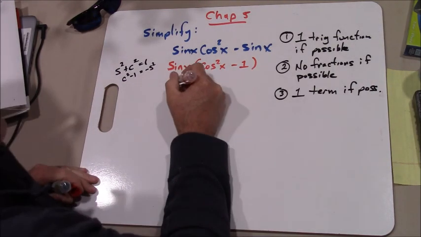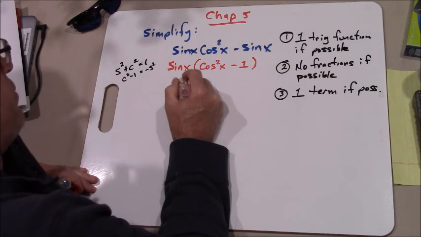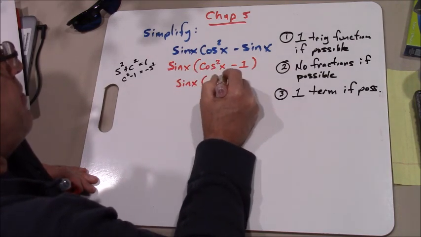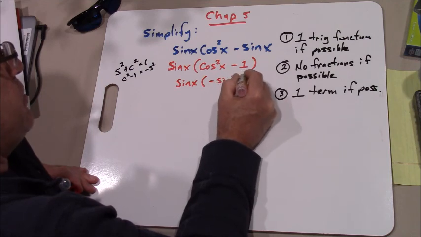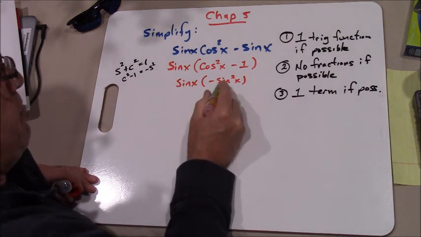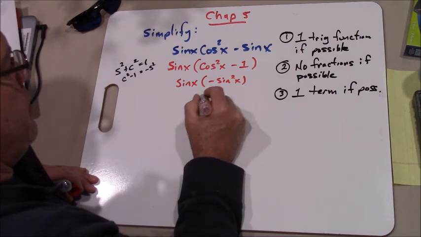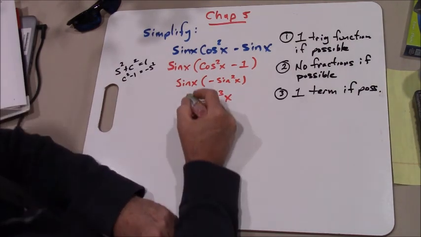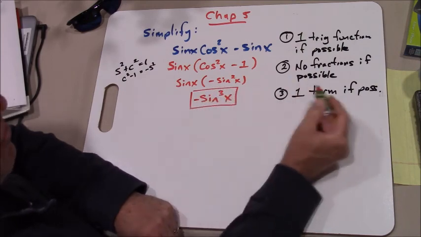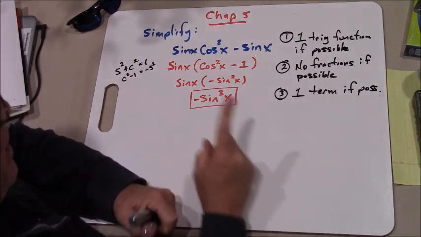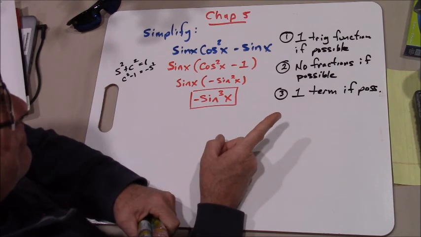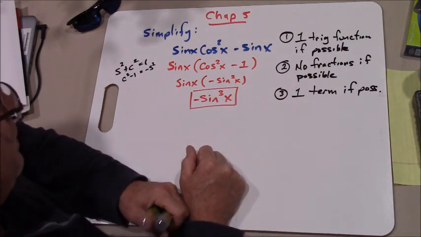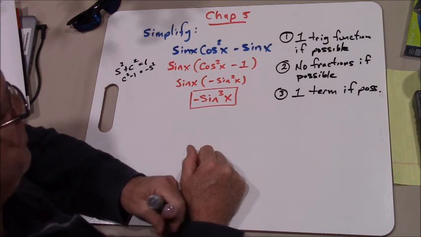So what I have now is this. I've got a sine of x times a negative sine squared of x. And if I multiply those two together, I get a negative sine cubed of x. And so here, I have met all three of these conditions. I have only one trig function, there's no fractions, and there's only one term. And so we accomplish what we're looking for.